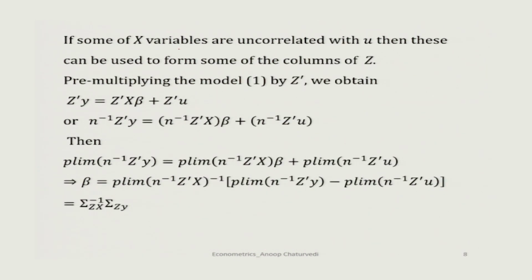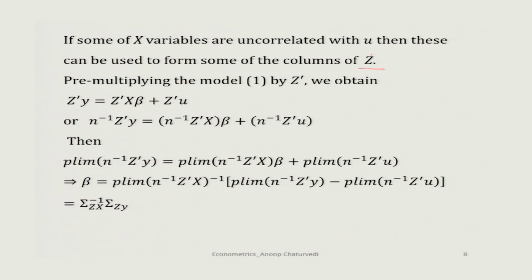Now, if some of the x variables are uncorrelated with u, then you can use these explanatory variables as some of the columns of Z as instrumental variables. For instance, the first column of x usually consists of all elements equal to 1, and that column corresponds to the intercept, and this column does not have any measurement error, or it is at least uncorrelated with u. So, you can use the first column as one of the columns of Z, or even if you know there are some more columns of x variables which are uncorrelated with u, you can use those columns as your instrumental variables.